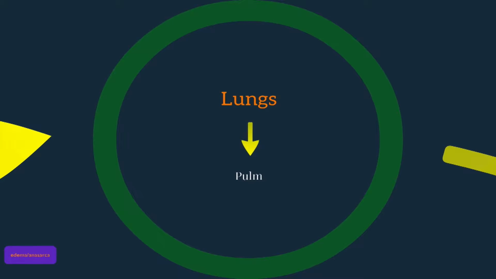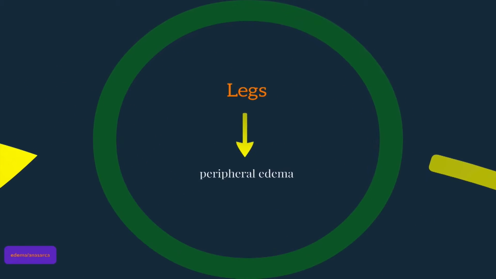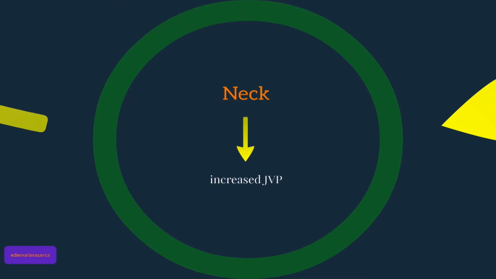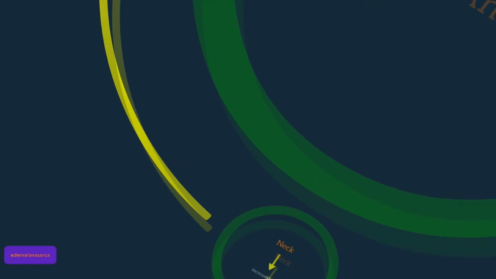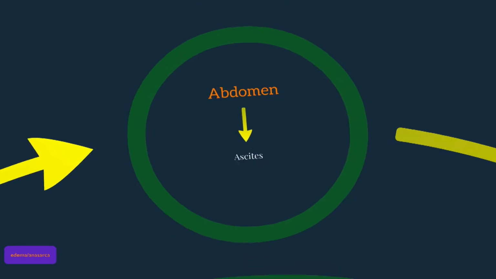In terms of the lung, this means pulmonary edema. In terms of the legs, this means peripheral edema. In the neck, it can manifest as increased jugular venous pressure. And in the abdomen, it can present as ascites. And in males, it can also present as scrotal edema.